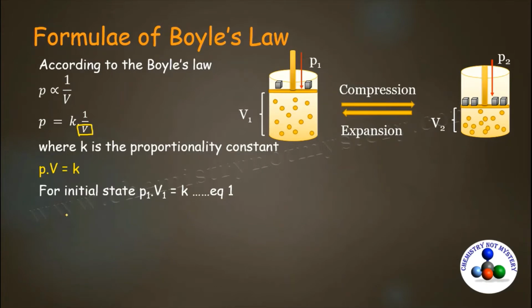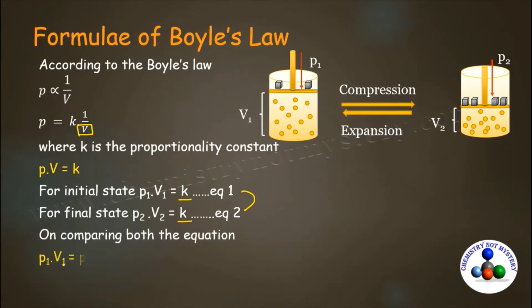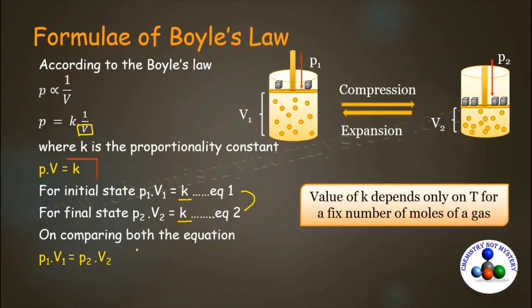Now apply the same formula for the final state. Here you will get P2 multiplied by V2 is equal to constant. This is equation 2. Now compare both the equations. On comparing, you can see the right sides of the equations are the same, so the left sides will also become equal. In that way, you will get P1 multiplied by V1 is equal to P2 multiplied by V2. So here you get two formulas: pressure multiplied by volume is equal to constant, and another formula, P1 V1 is equal to P2 V2. These two formulas we are going to use to solve numerical problems based on Boyle's law.